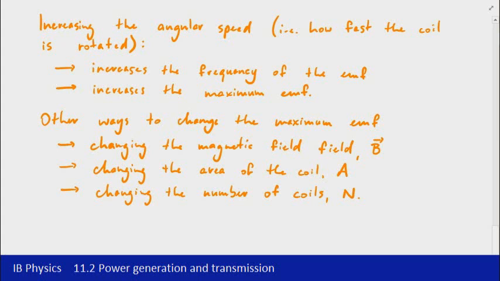I should also mention here, this is going to change the maximum EMF without changing the frequency. If we change the angular speed, we'll also change the frequency. So those three methods won't have any effect on the frequency, whereas if we change the angular speed, it will affect both the maximum EMF and the frequency of that EMF as well. We'll have a little bit more of a look at those ideas in class to really make sense of how those things can affect the maximum EMF.